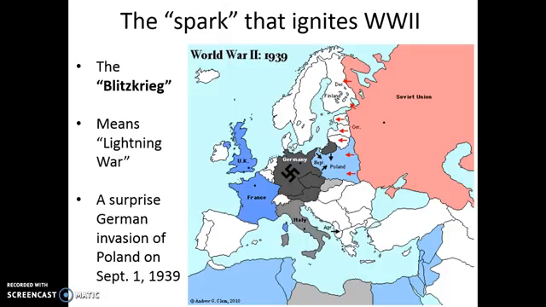The real spark that ignites World War II is known as the German Blitzkrieg, which is a surprise invasion of Poland in September of 1939. And this is the thing that gets the attention of the Allies. This is the moment at which they realize appeasement hasn't worked and that they need to do something. It may be too late at this point, but they understand that they need to do something.